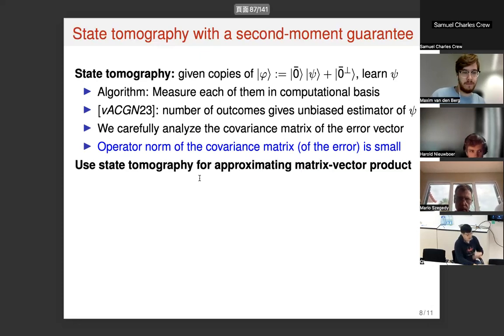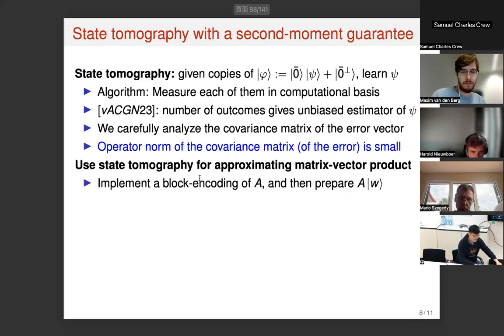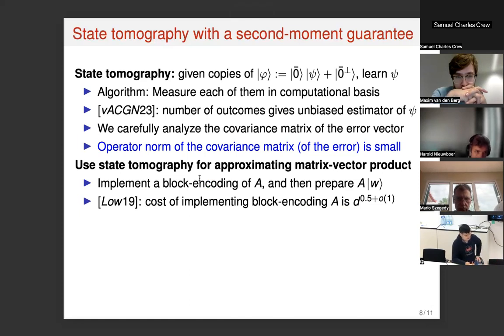Okay. And how can we use the state tomography tricks to approximate the matrix vector product? The idea is to implement the block encoding of capital A, and then prepare a bunch of quantum states A applied to W. By the Rall 2019 result, we know the cost of implementing the block encoding of capital A takes d to the 0.5 time plus a small o(1). That's the reason why we have the small o(1) in the exponent.